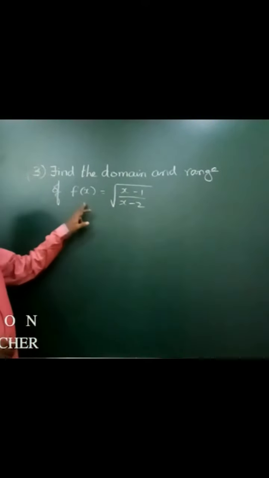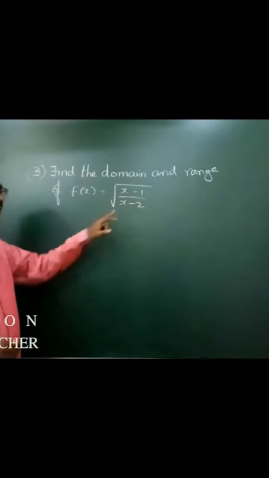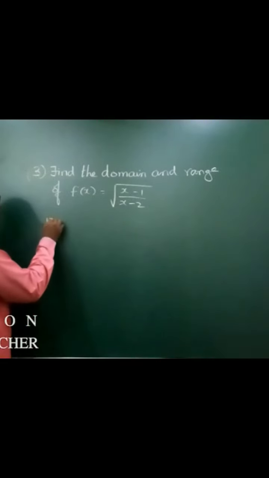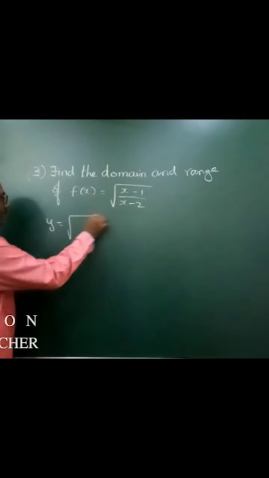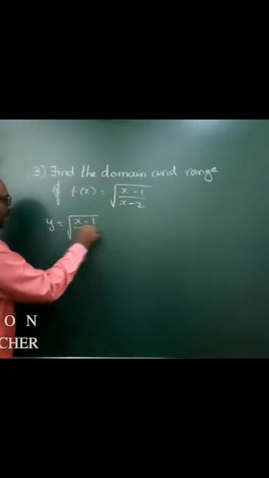The range of the function f(x) = √((x − 1)/(x − 2)). So let us name it as y. y = √((x − 1)/(x − 2)). Now to find the range, first of all we have to express x in terms of y.